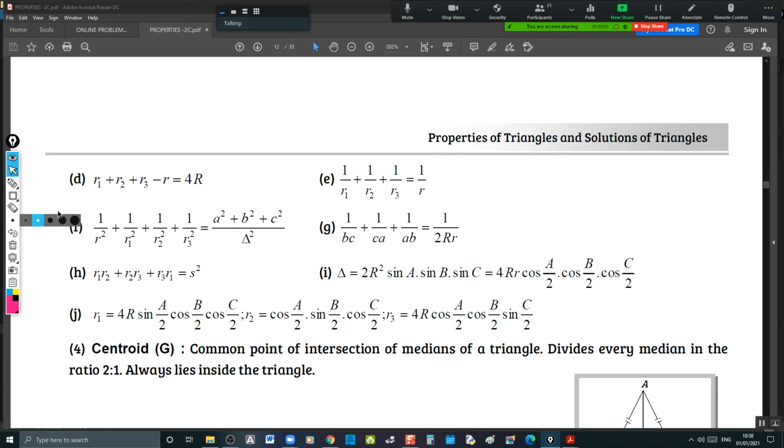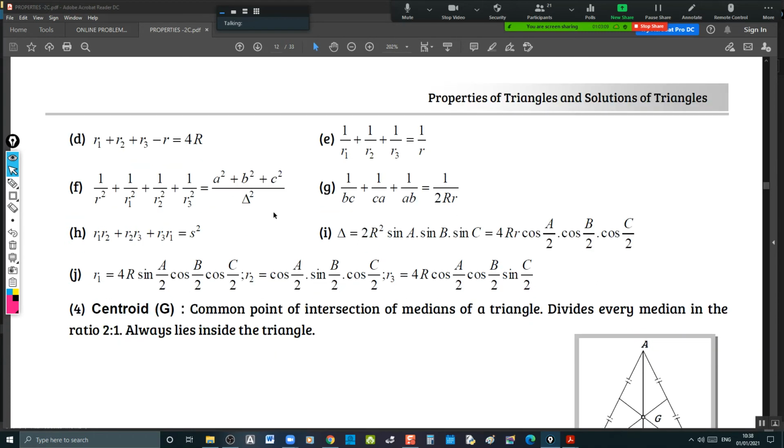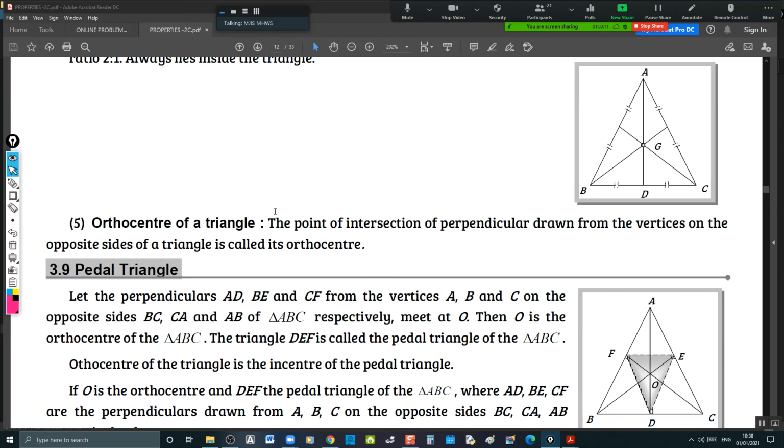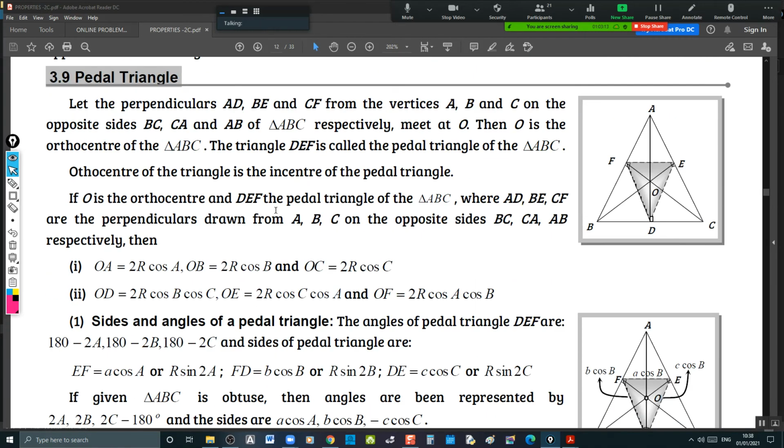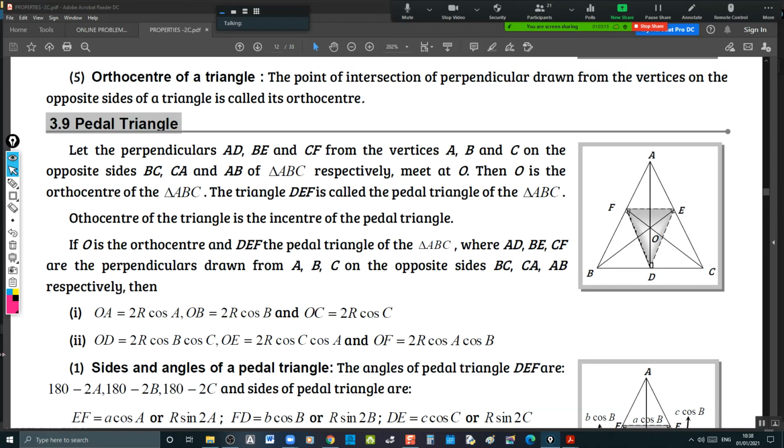Next. Pedal triangle. Pedal. It is taken from our Sanskrit word only.